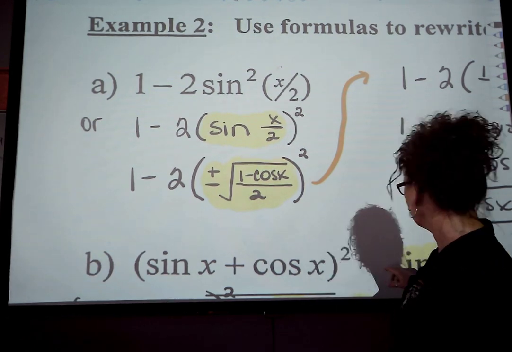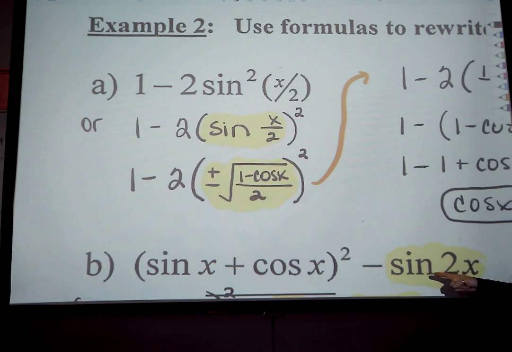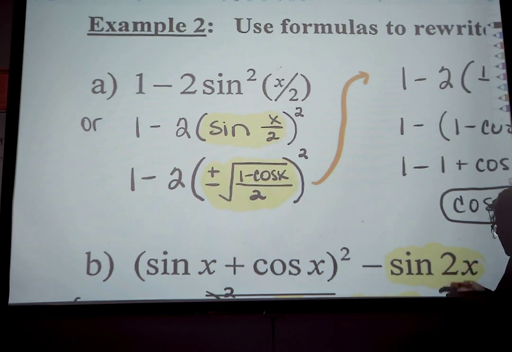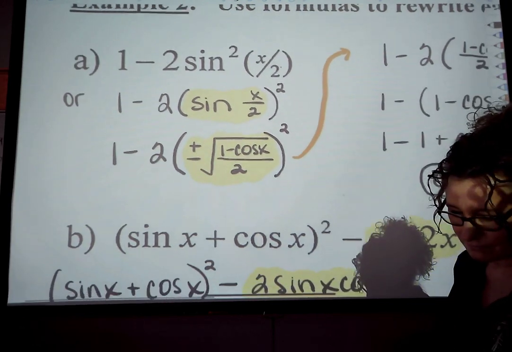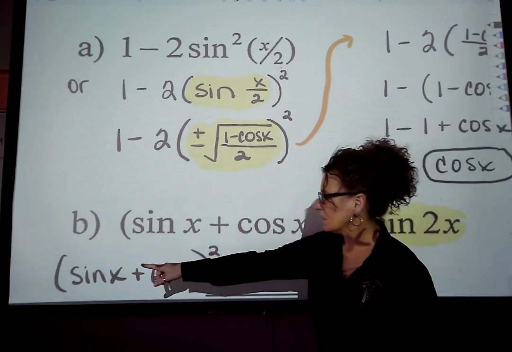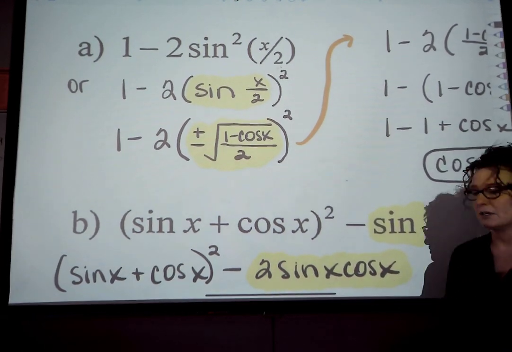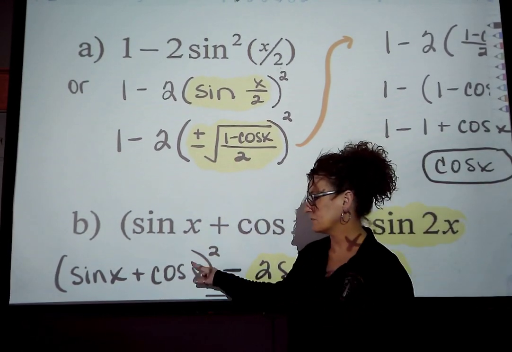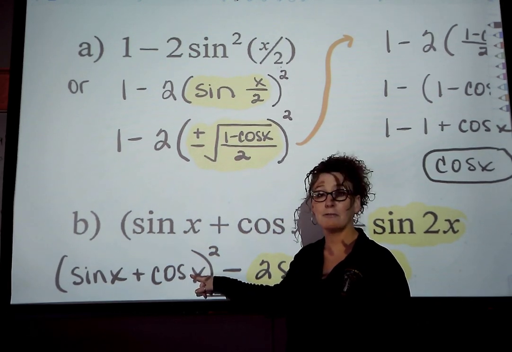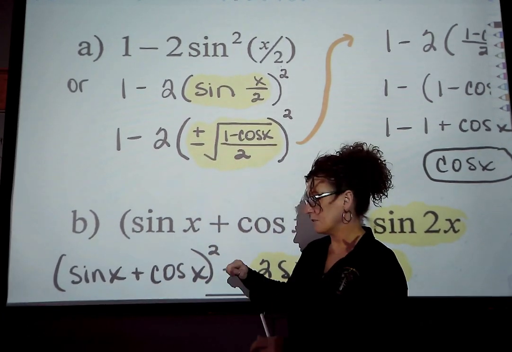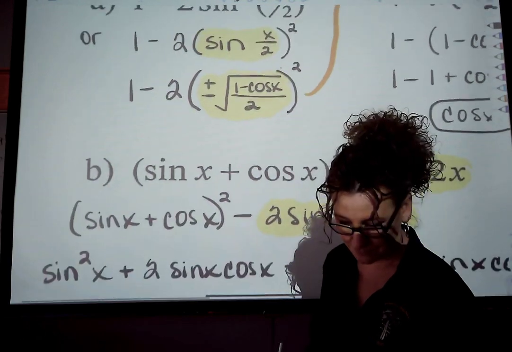So let's work on this. This should look kind of familiar to you. It's a formula on the front of your page. Let's replace this with its formula. Same. Replaced this with its formula. Now, I'm going to square this. I'm going to FOIL it. I'm going to go first, outer, inner, last.